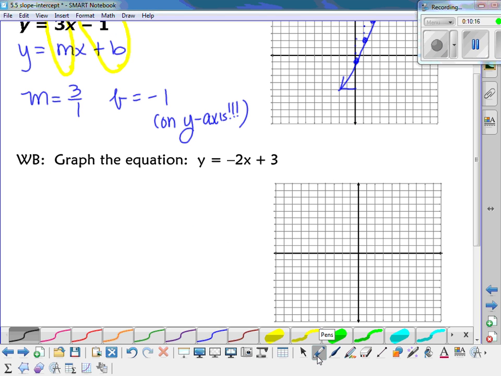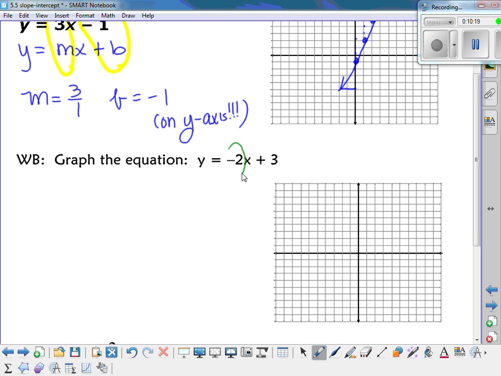Okay, so my slope is right here in front of the x, -2. My y-intercept is a +3, so you started at 3, you went down 2 to the right 1. Looks like most of you were doing that just fine.